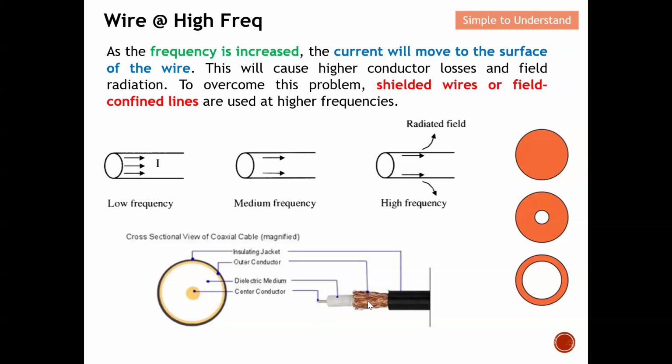So this can be a ground, this can be a form of shielding. Basically, this is one example of why we cannot use wire at high frequency. We probably need to use coaxial cable to carry the high frequency signal. Hopefully you have some idea on this.